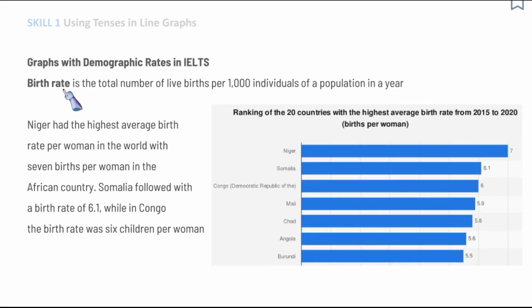Finally, in the end, I would like to talk to you about different demographic rates, which you can see in IELTS graphs. And let's begin with the birth rate. So birth rate is the total number of live births per 1,000 individuals of a population in a year. For example, here we can see a bar chart which shows a ranking with the highest average birth rate. And there are a few examples over here.